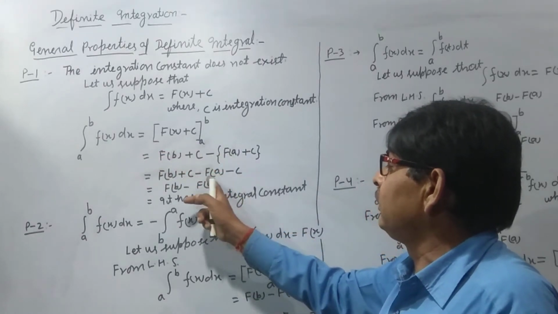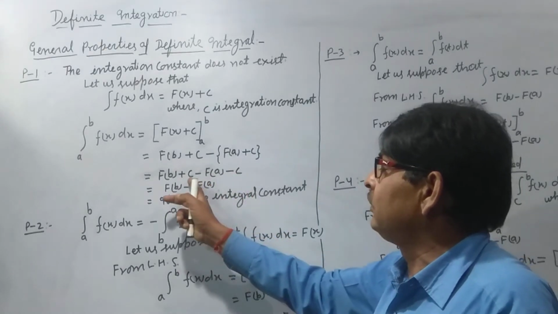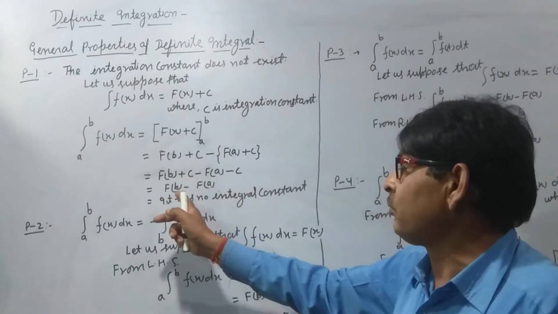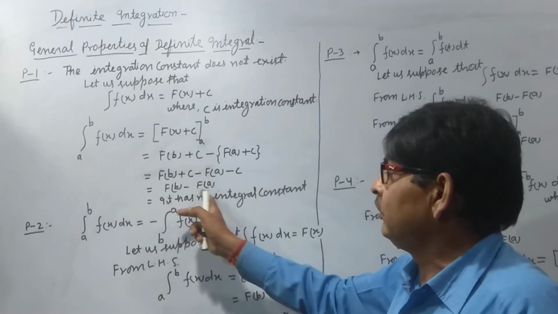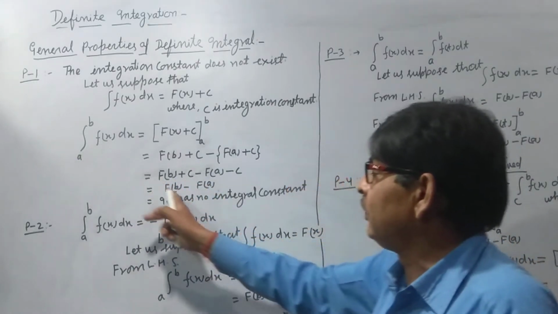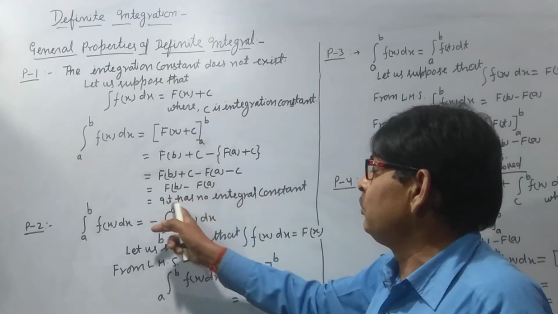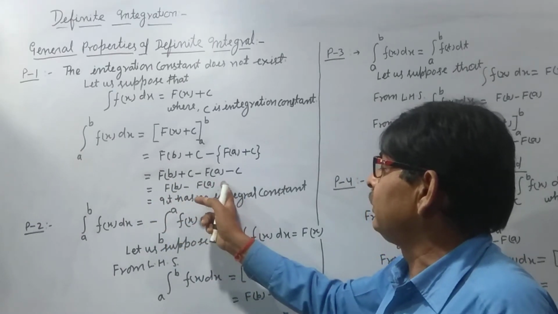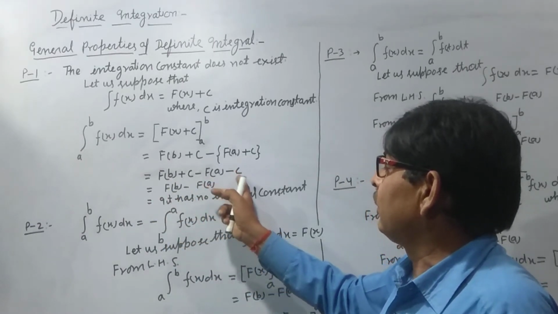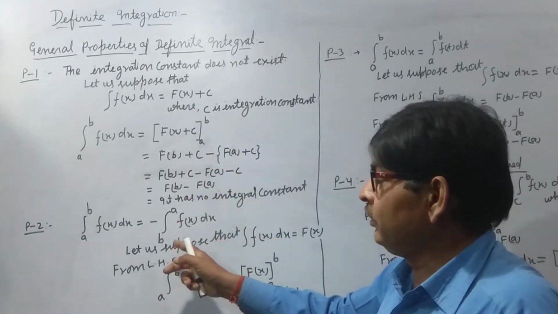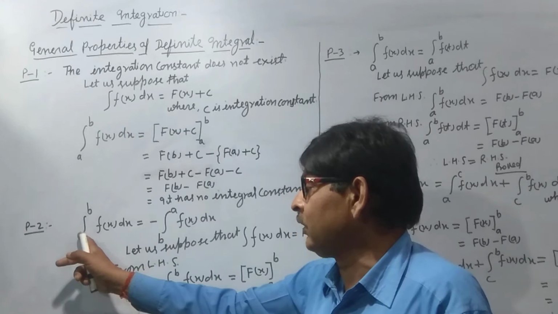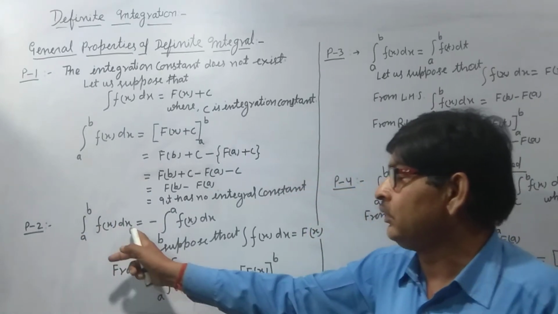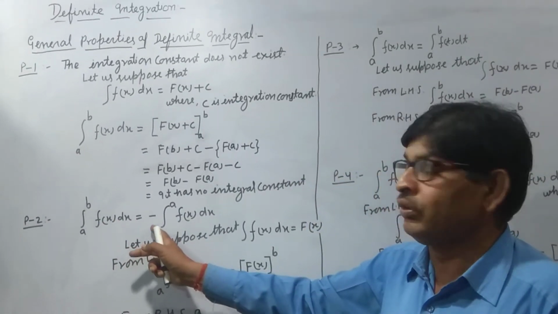Here this is minus F(a) minus c, and c cancels. So we get F(b) minus F(a). In the definite integration, there is no integral constant here. The integral constant vanishes.